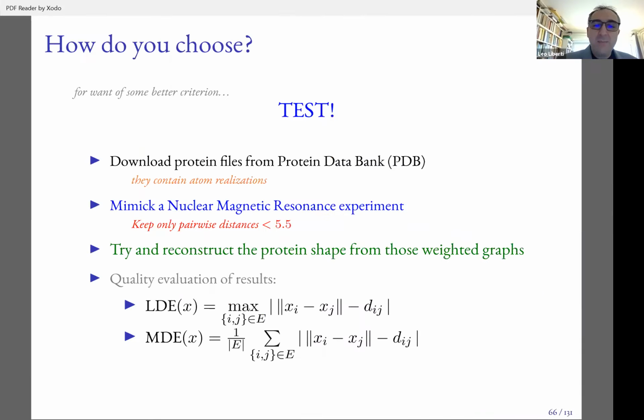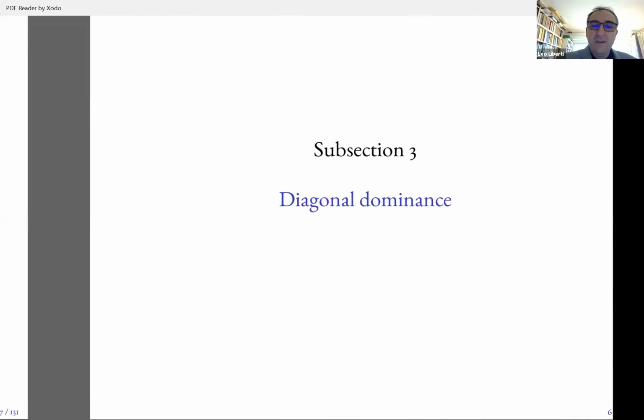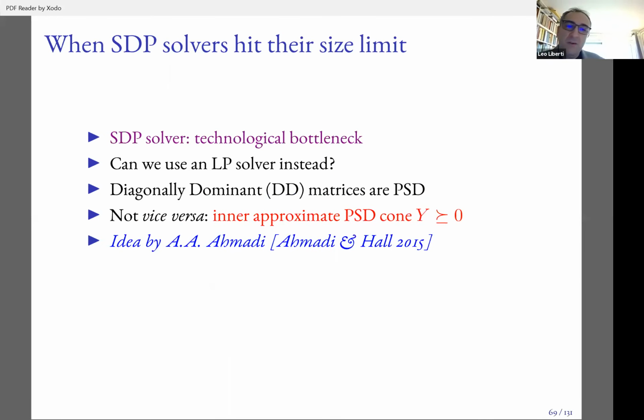Now, what happens if your SDP formulation is too large for the solver? Because this is the problem with SDP solvers. There's a technological bottleneck. They work very well, and we have better and better solvers as time passes, but it's still much better to use an LP solver instead. So how can we solve an SDP using an LP solver?